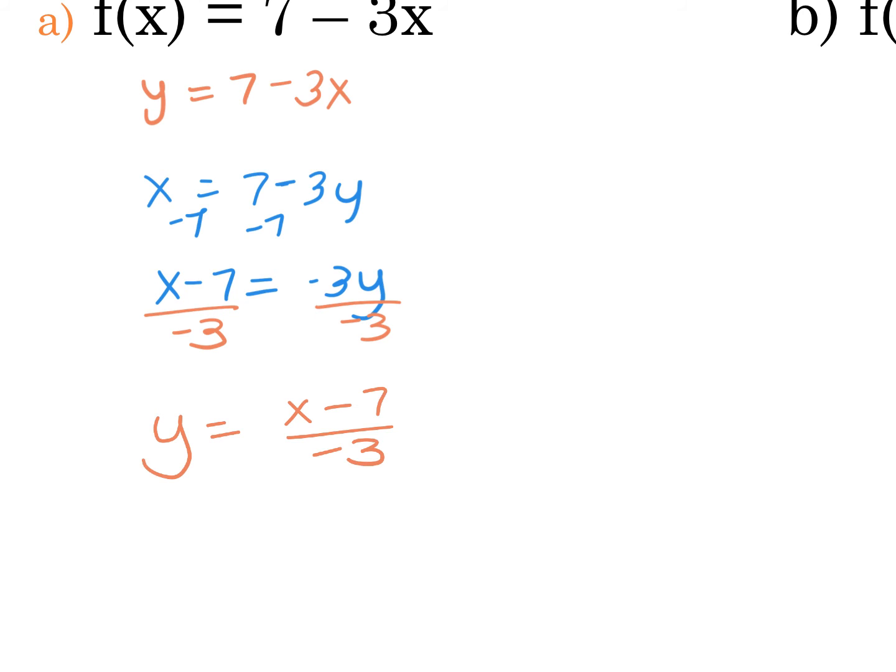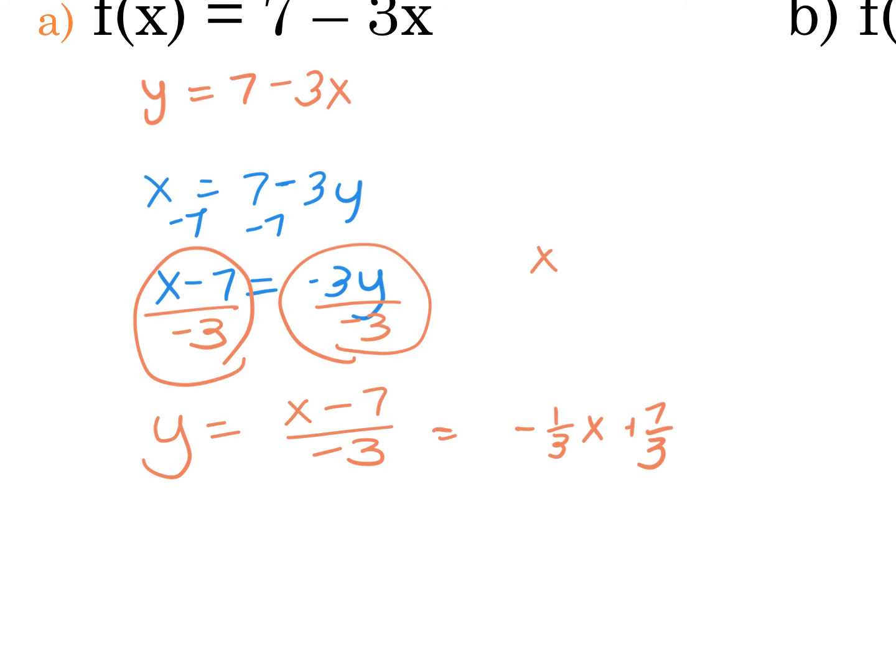If I'm going to graph this, I'm going to make sure I split that up. So it's negative 1/3 x plus 7/3. So you could be asked to graph this, and in that case, you have to write it the second way. I just split it into 2 fractions and divided them both by negative 3. If I took this fraction and split it, I would have had x over negative 3 and negative 7 over negative 3.